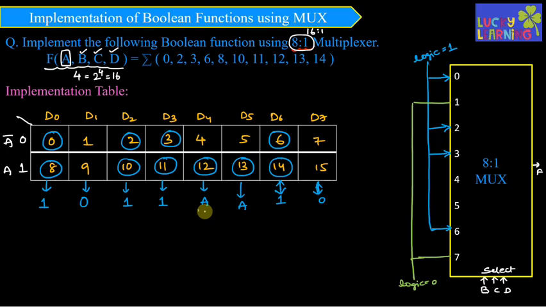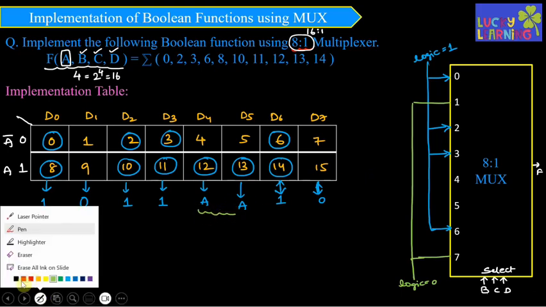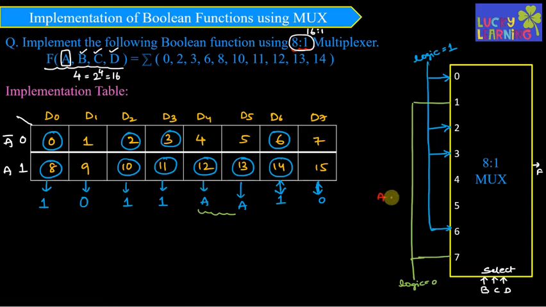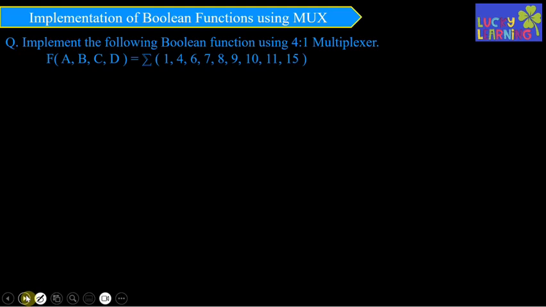A is there for which data inputs? 4 and 5. For 4 and 5, A is there as the data input. So all data inputs are connected. And you know that the multiplexer will have an enable input to enable or disable the multiplexer. Now this is the design of this Boolean function using an 8 by 1 multiplexer. Hope you understood. Check for one more question. Implement the following Boolean function using a 4:1 multiplexer.